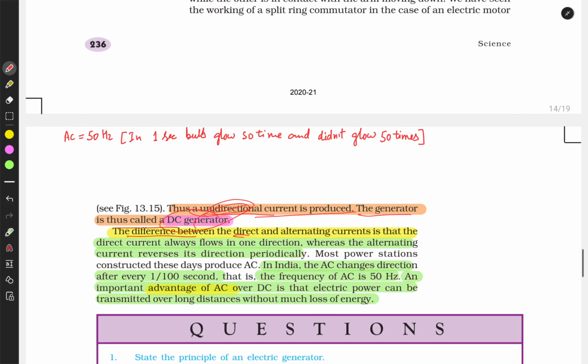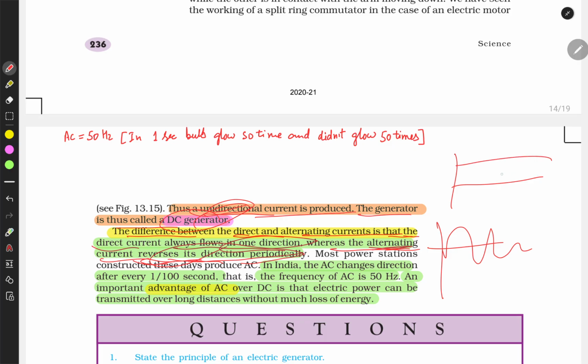The difference between direct current and alternating current is the direction. The direct current always flows in one direction, whereas the alternating current reverses its direction periodically. This is what direct current is, DC, and AC is this. It reverses its direction like a wave.